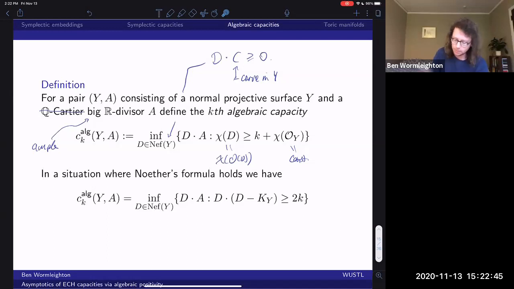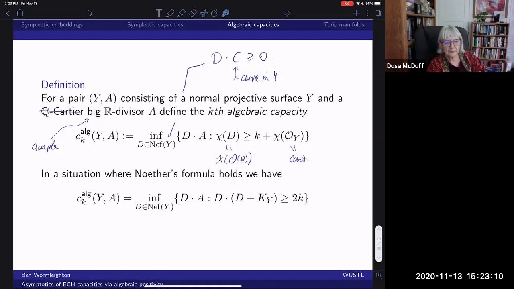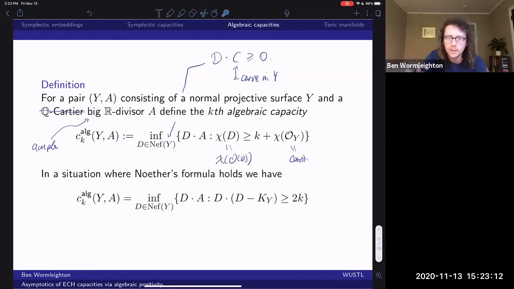Okay, and this simplifies very nicely when we have a situation where we have Noether's formula. This is kind of Riemann-Roch for surfaces. It simplifies even more; we see this constraint is a quadratic constraint, and c_k^alg in this situation is minimizing area subject to this quadratic bigness constraint, or moduli constraint. Okay. Cool. Any further questions on that?